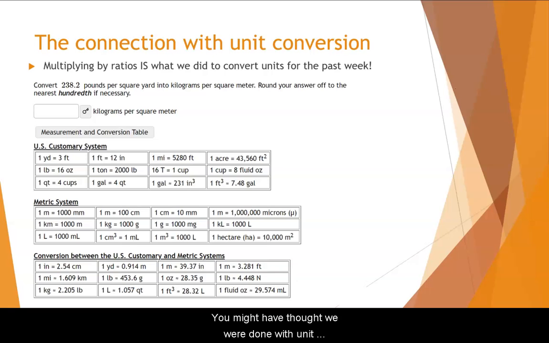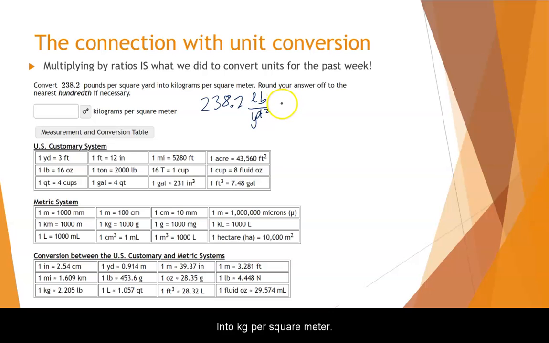You might have thought we were done with unit conversions, but multiplying by ratios is what we've been doing with unit conversions. For this problem, we want to convert 238.2 pounds per square yard into kilograms per square meter.